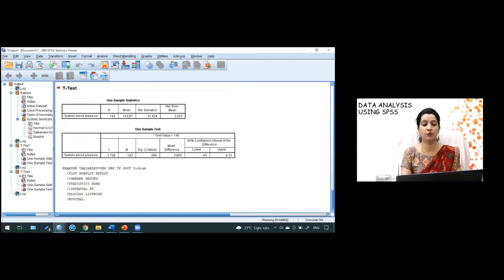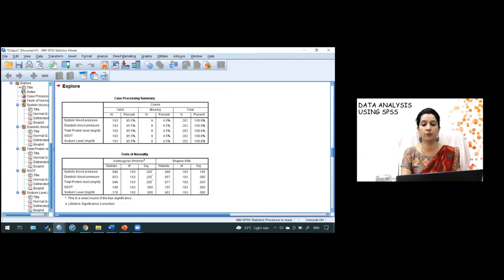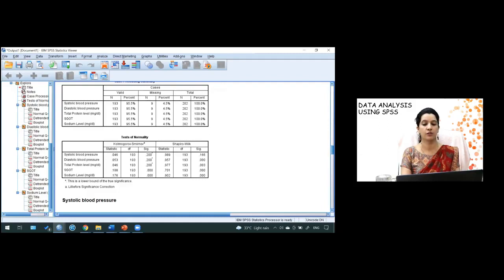As you see more QQ plots, you will become more expert in analyzing. So just see the value of Shapiro-Wilk. According to this, only SBP is significant, normally distributed. See the other four: all are showing significant. That means your data is not normally distributed, right?